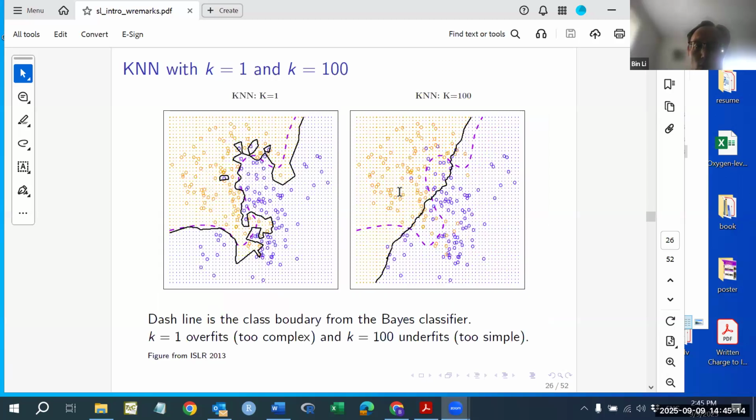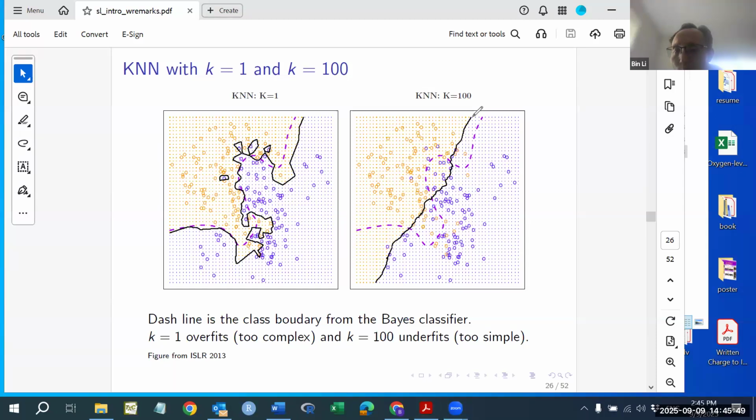Okay, this is the example where K is 1 and K is 100. So you can see which one overfits and which one underfits. So you can see overfitting and underfitting still apply to the classification case, right? Obviously, when K equals 1, the model is more flexible. You can see the boundary is much more complicated compared to when K is 100.